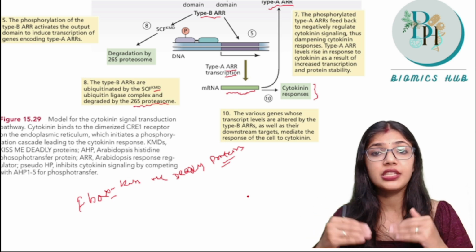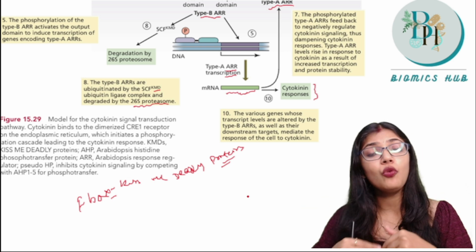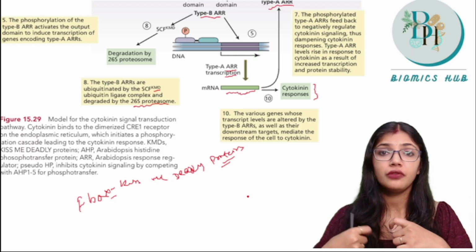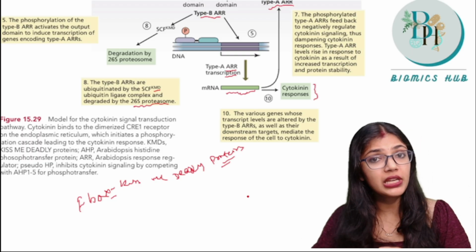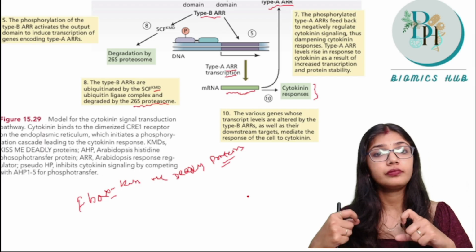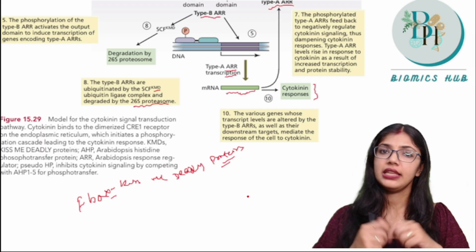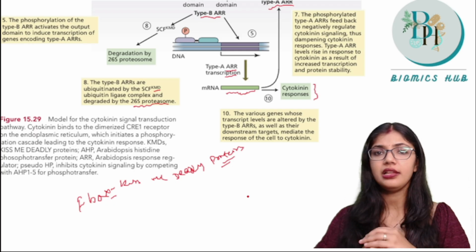If the cytokinin responsive genes are synthesized, they will help in the formation of the shoots, help in the growth of the leaves, and delay the aging of the plants. In this way the cytokinin is regulating the plant.